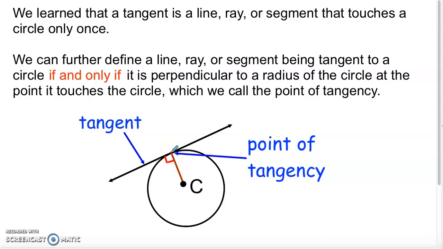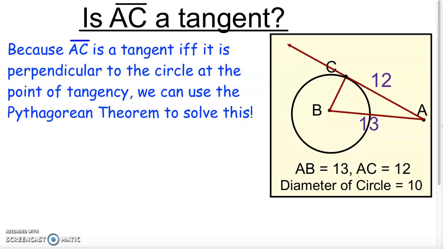So anytime I have a tangent and I draw a segment from that point of tangency to the center of the circle, that is always going to be a right angle. It's always going to be perpendicular. And that's a biconditional situation, so that happens in both directions. That's why I have the phrase "if and only if" there. So a line, ray, or segment is tangent to a circle if and only if it's perpendicular to a radius of the circle at the point of tangency. I hope I did an okay job of explaining that.